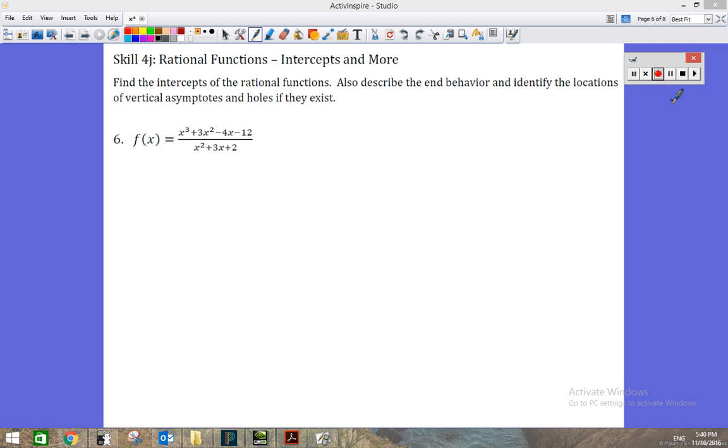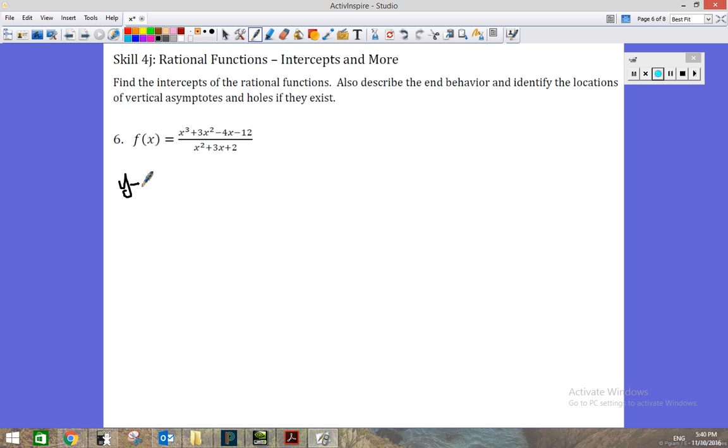Let's take a look at this problem. It's the same idea. We're looking at these rational functions, finding the x-intercept, the y-intercept, determining the end behavior, and identifying if there's any vertical asymptotes that may or may not exist, and if there's any holes that may or may not exist.